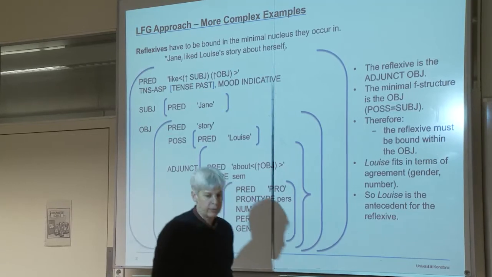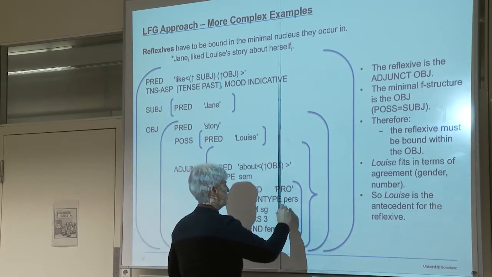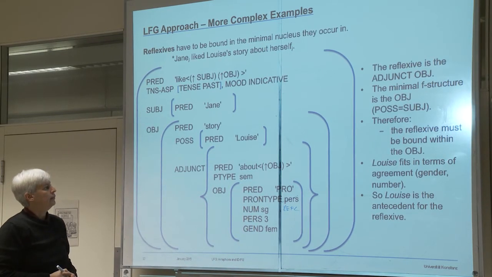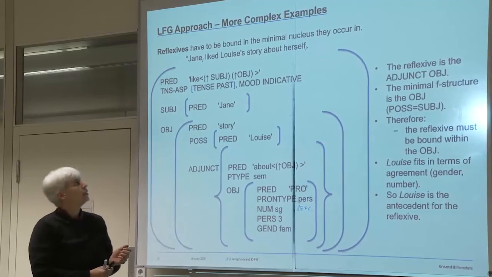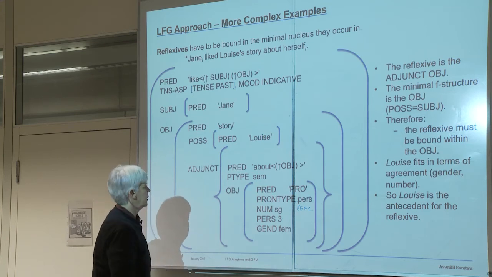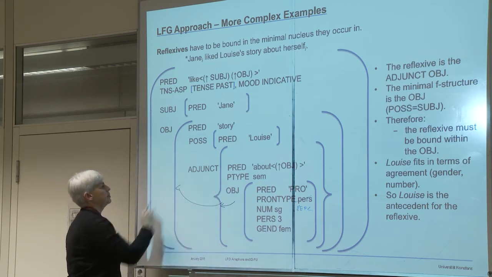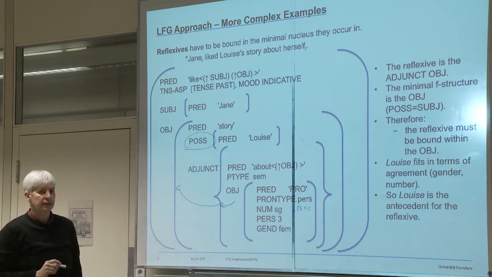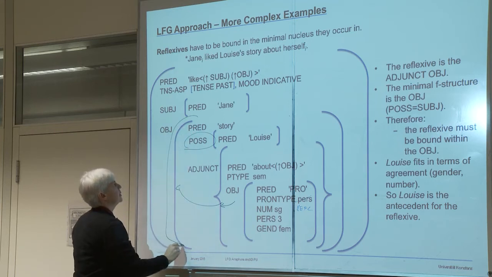Now let's look at the reflexive. Again, same F structure. Oh, there's a mistake here. I didn't change this. This needs to be reflexive. Okay, so otherwise same F structure. Reflexives have to be bound in the minimal complete nucleus they occur in. What's the minimal complete nucleus? Well, let's check. We're here. Is there a subject in this F structure? No. Is there a subject in this F structure? Well, there isn't a subject, but there's a pos. And for our purposes, we've said pos is like subject for anaphora resolution, so this counts. So the minimal complete nucleus is this thing.